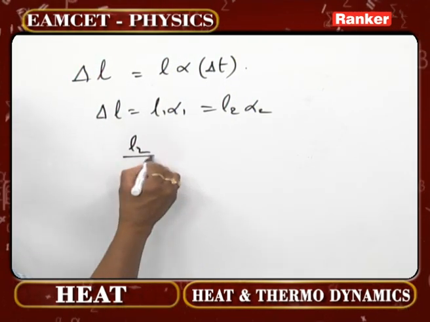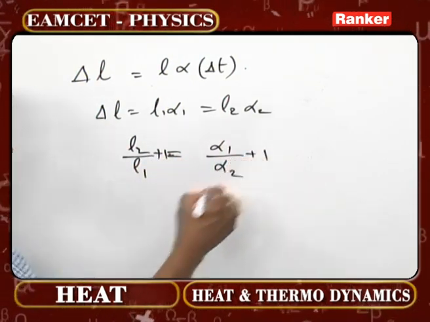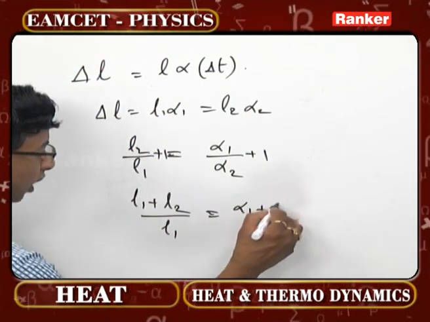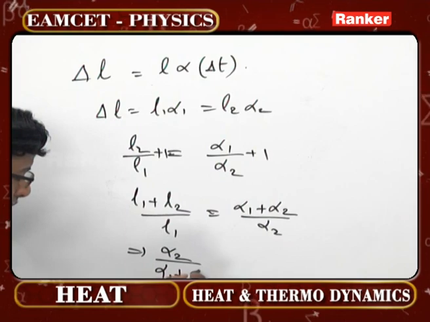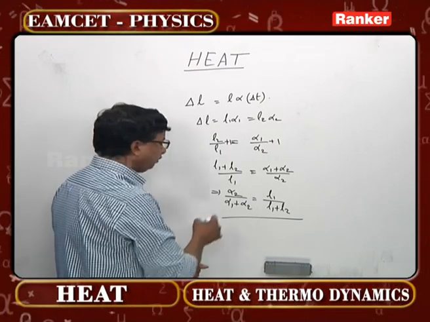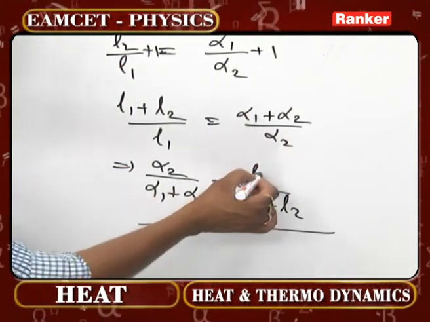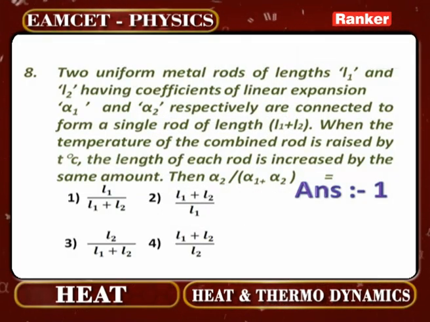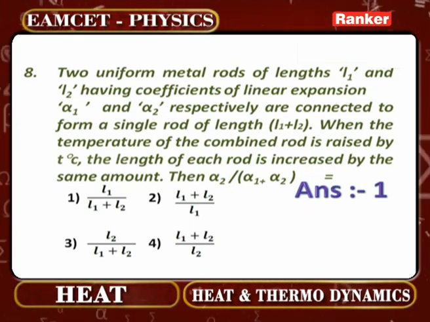You write L2 by L1 is equal to alpha 1 by alpha 2. Now add 1 on both sides once again please. L1 plus L2 by L1 is equal to alpha 1 plus alpha 2 by alpha 2. Come on, reciprocate this one. Alpha 2 by alpha 1 plus alpha 2 is equal to L1 by L1 plus L2. Look at this carefully. Alpha 2 by alpha 1 plus alpha 2 is how much is the question? L1 by L1 plus L2. Check the options thoroughly. The very first option is exactly like this, L1 by L1 plus L2. So for the 8th question, the very first option is the correct option.